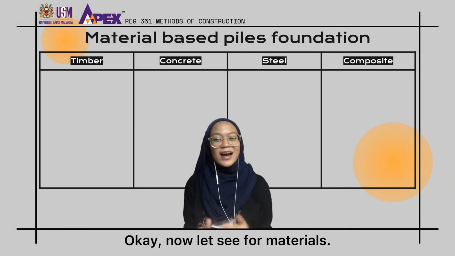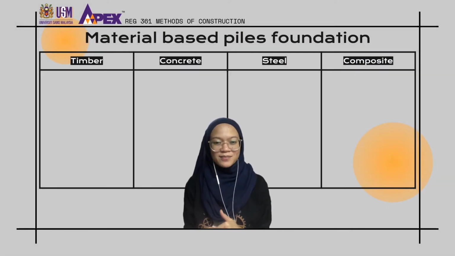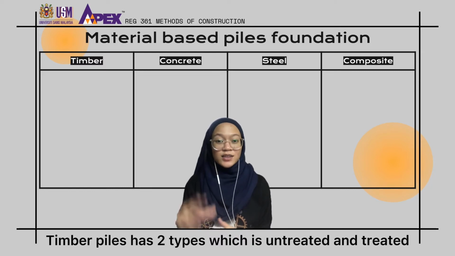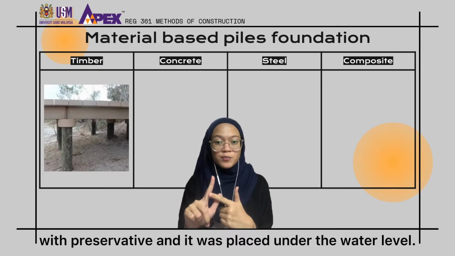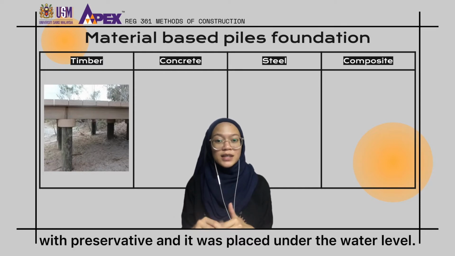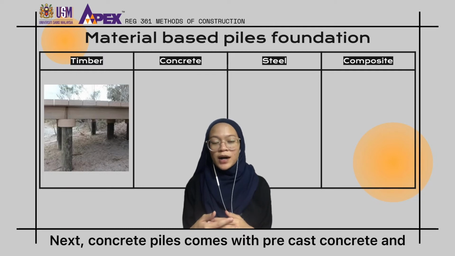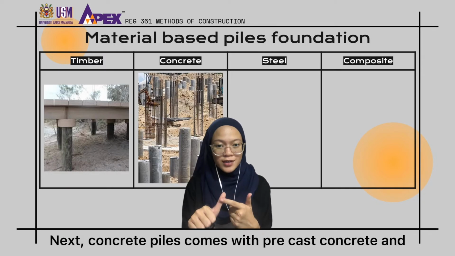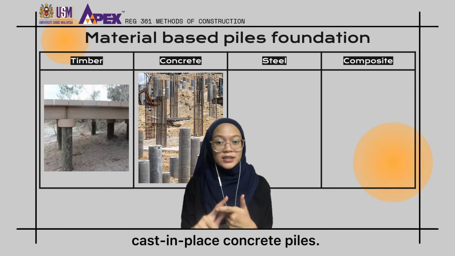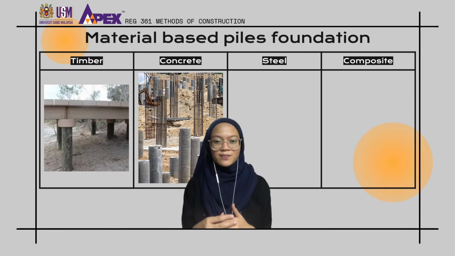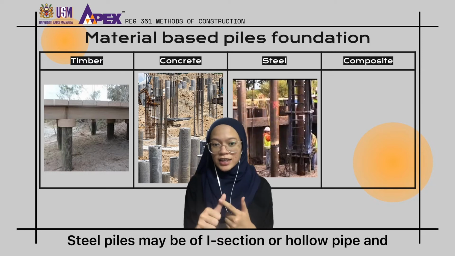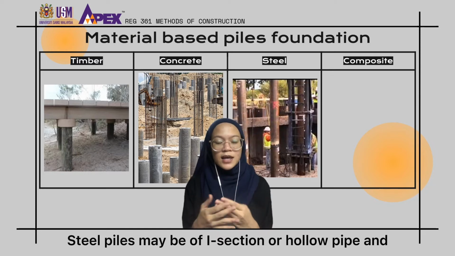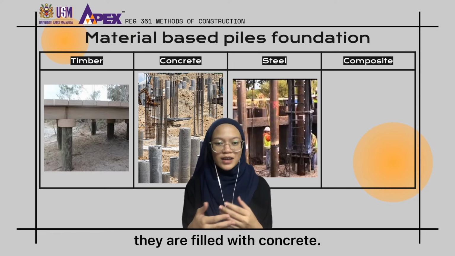Okay, now let's see the materials. Timber pipes have 2 types, which are untreated and treated with preservative, and they are placed under the water level. Next, concrete pipes come as precast concrete and cast in place concrete pipes. Steel pipes may be of I section or hollow pipes, and they are filled with concrete.